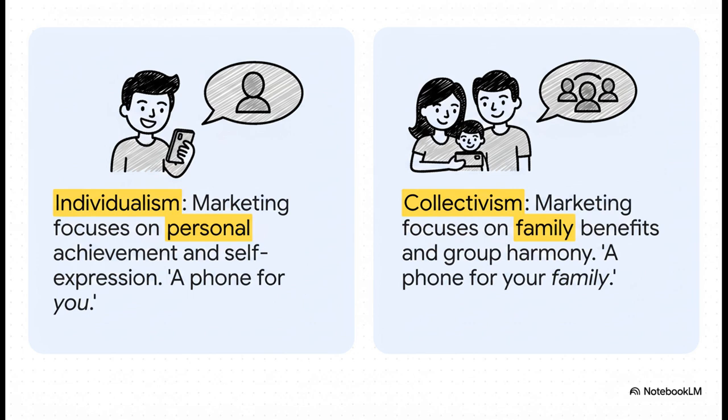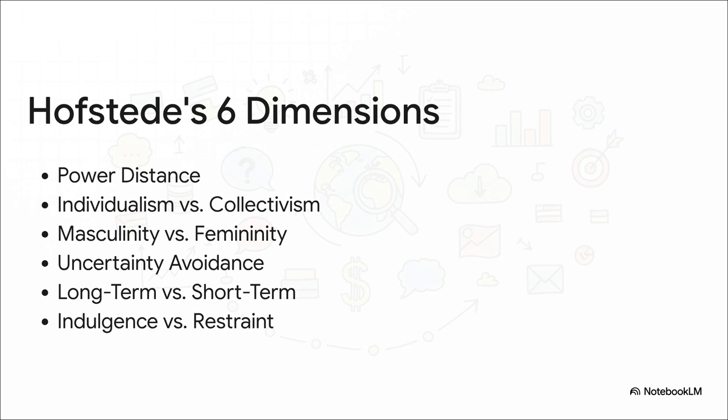It's fascinating. So the huge takeaway here is this: there is no one-size-fits-all global strategy. It just doesn't work. Effective marketing must be adapted to the local culture. So be ready to list these 6 dimensions of Hofstede's framework as your analytical tool: power distance, individualism, masculinity, uncertainty avoidance, long-term orientation, and indulgence.